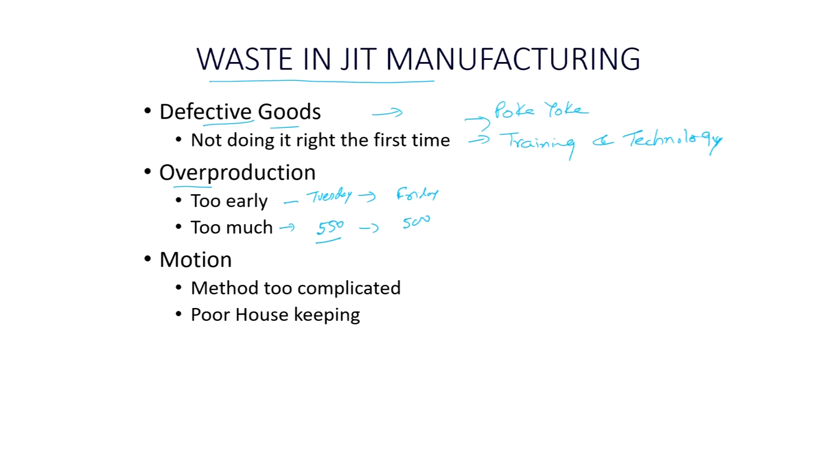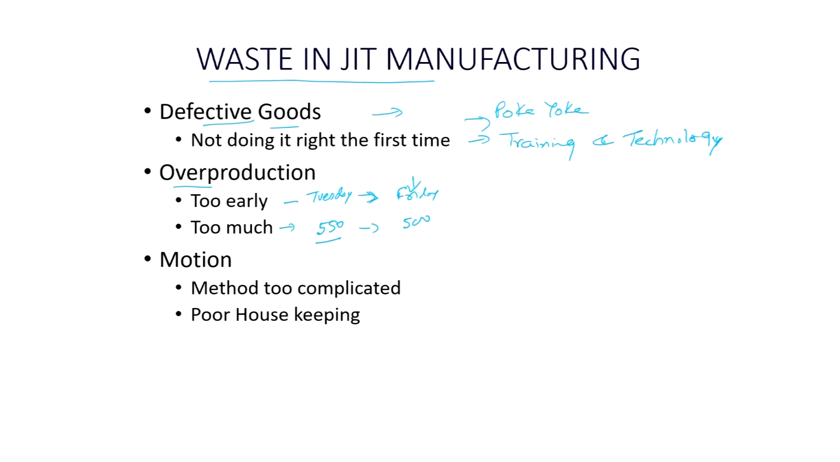In that context, overproduction, whether it is produced before the due date... Friday is just in time. If you are able to produce just on Friday at 3 p.m., then it is a good thing in JIT. If you are producing early, then you have to keep it in stock, and you need storage space and all the things required in warehousing the item. Third is the motion, very important.